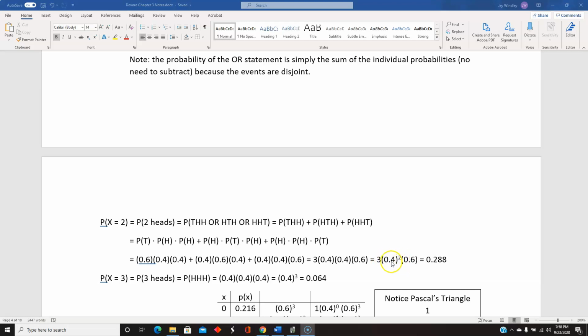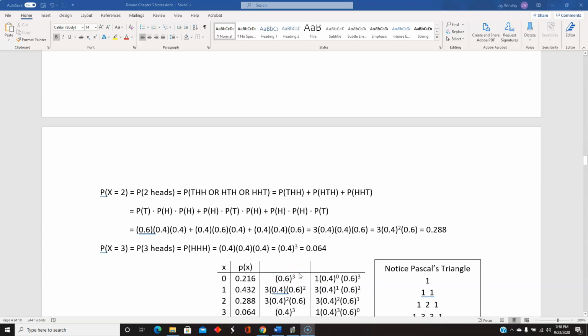And with two heads, we have the probability of heads squared this time, and the probability of tails only occurring once. And then the probability of three heads is just the probability of heads times the probability of heads times the probability of heads, which is the probability of heads to the third power.